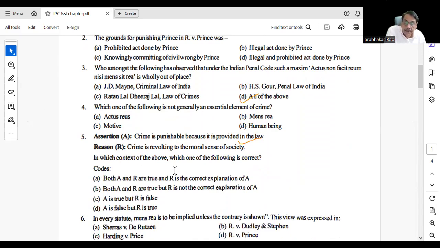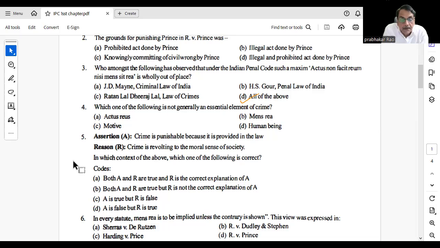Here, the next question is: Assertion: crime is punishable because it is provided in the law. Reason: crime is not revolting to the moral sense of society. These days, mostly this type of question is coming, assertions and reasons. This is generally a little more complicated than general multiple choice questions. Here we have to apply our mind.